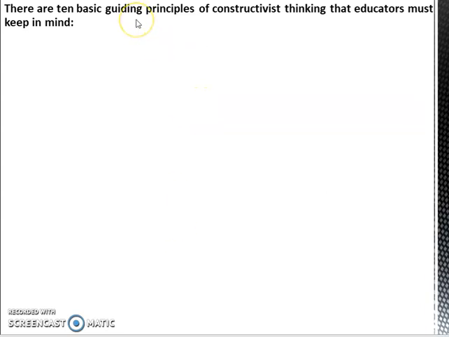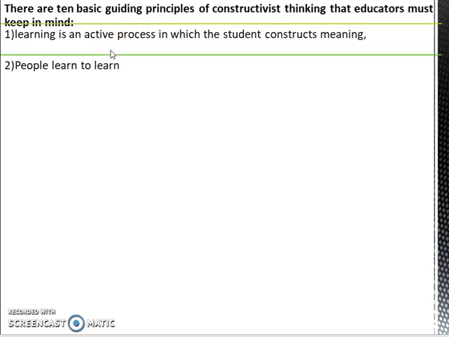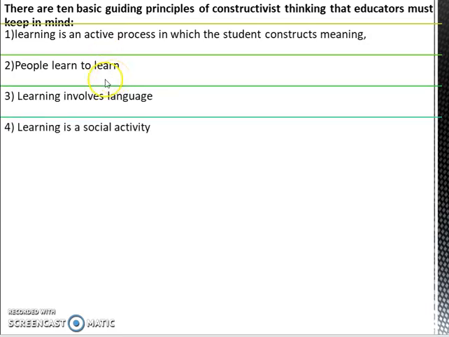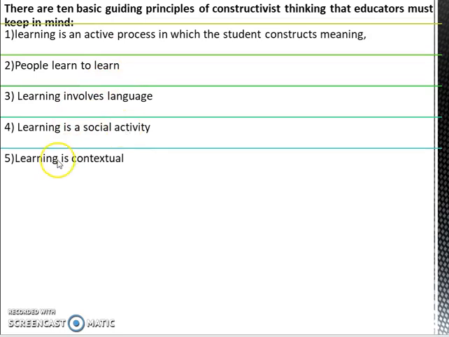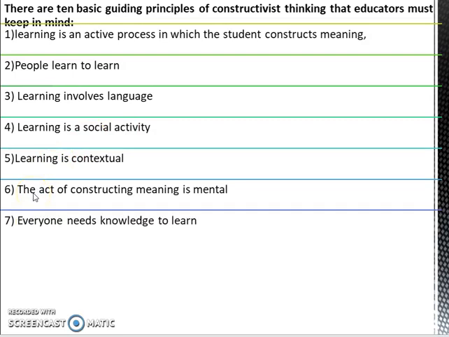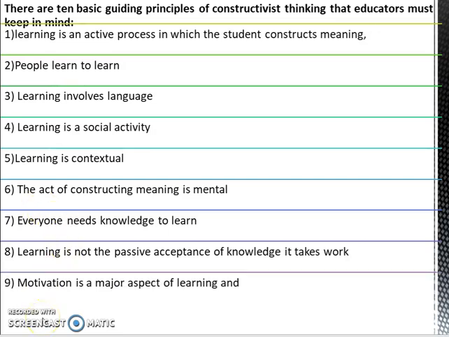There are 10 basic guiding principles of constructivist thinking that educators must keep in mind. Learning is an active process in which the students construct meaning. People learn to learn. Learning involves language. Learning is a social activity. Learning is contextual. The act of constructing meaning is mental. Everyone needs knowledge to learn. Learning is not the passive acceptance of knowledge, it takes work. Motivation is a major aspect of learning, and it takes time to learn.